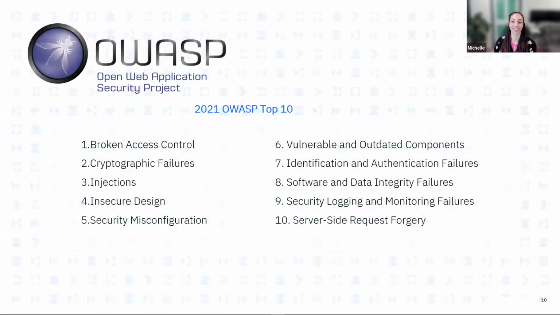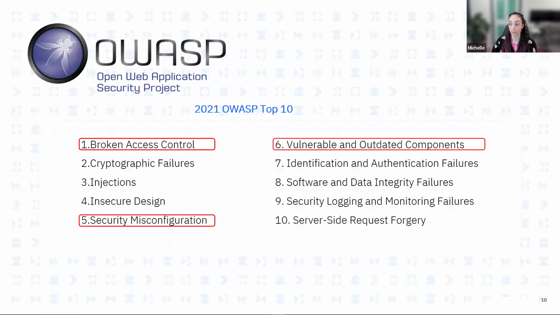Now, these are the top 10 as it currently stands. We've talked a lot about it. Here we are. We've got broken access control, cryptographic failures, injections, insecure design, security misconfigurations, vulnerable and outdated components, identification and authentication failures, software and data integrity failures, security logging and monitoring failures, and server-side request forgery. I don't have time to go through all of those today with examples, so the few that we're going to cover will be the following. We're going to look at broken access control, security misconfiguration, vulnerable and outdated components, and also identification and authentication failures.